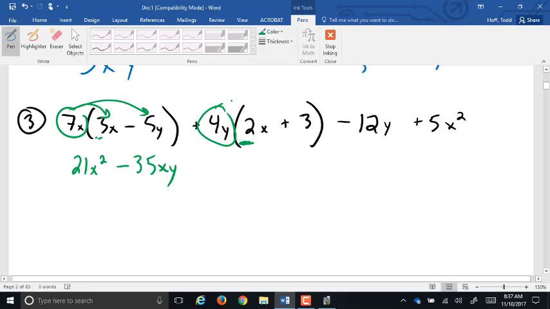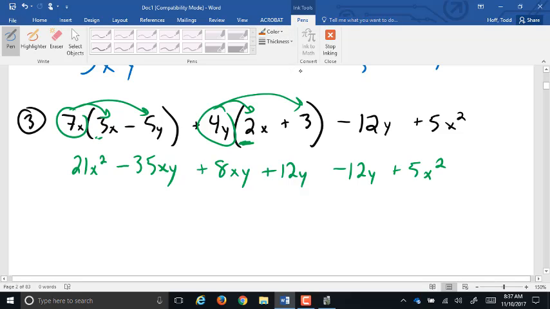Over here, anything to do inside this set of parentheses? No, so we're multiplying by the 4y. 4y times 2x, positive 8xy. 4y times 3, positive 12y. Then we've got negative 12y and a positive 5x squared.